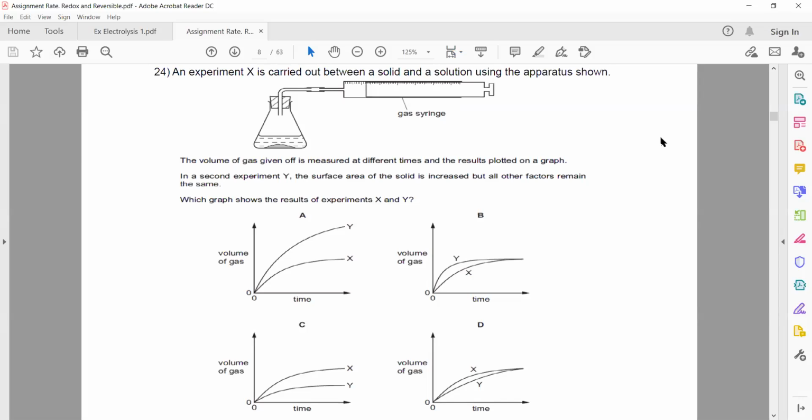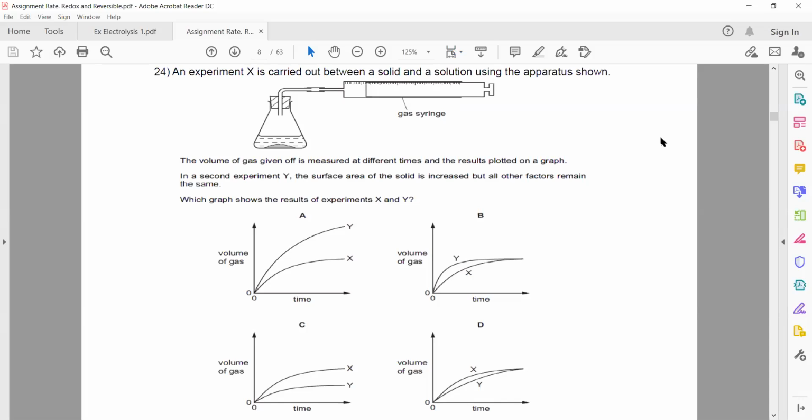An experiment X is carried out between a solid and a solution using apparatus as shown. The volume of the gas given off is measured at different times and the results are plotted on the graph. In the second experiment Y, the surface area of the solid is increased but all other factors remain the same. Which graph shows the result of experiment X with Y?